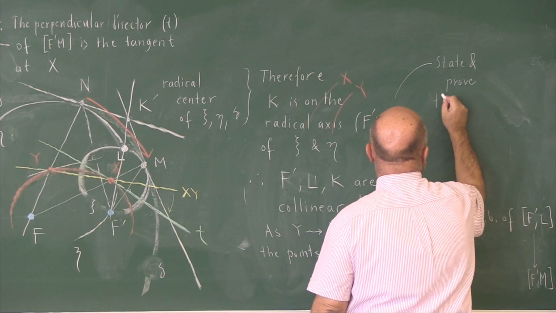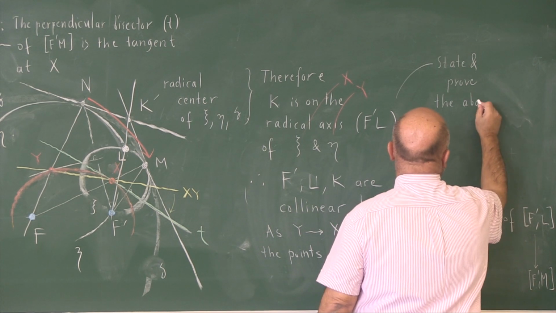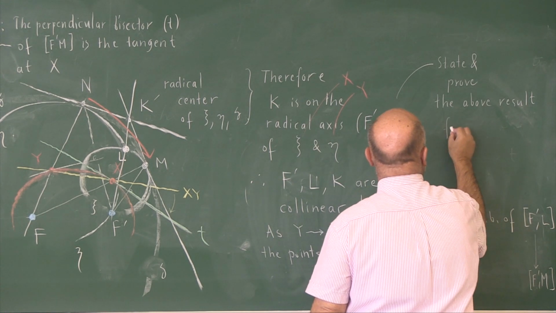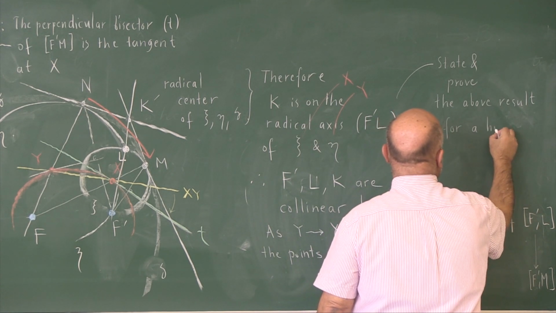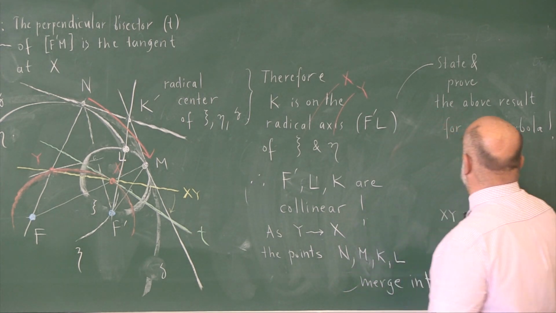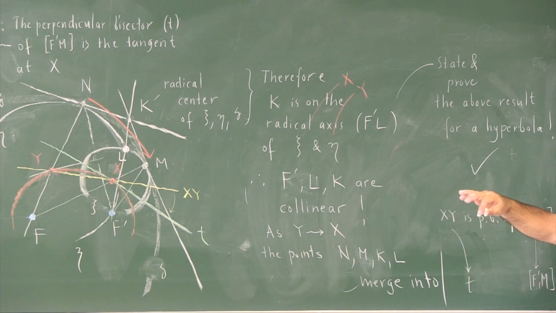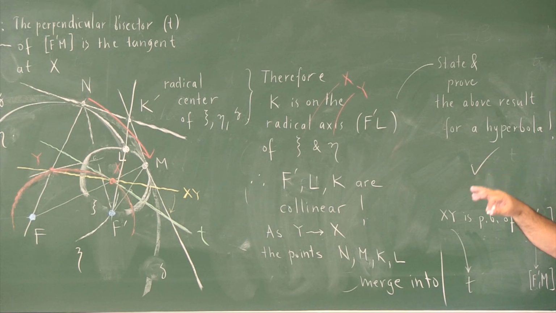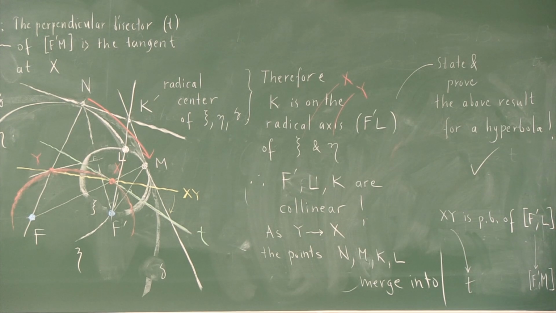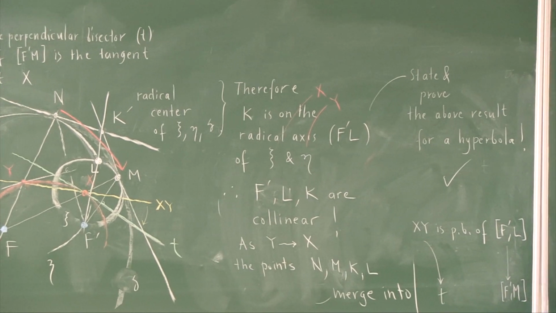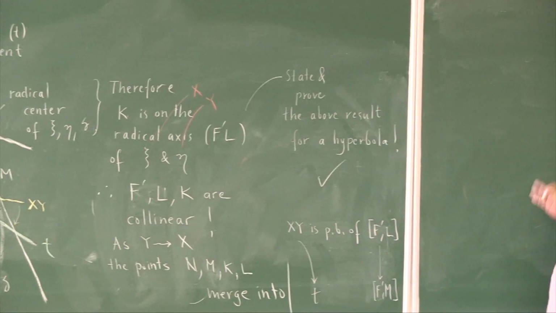The above result for a hyperbola. This will be, in fact, much more instructive than going through my arguments. Of course, I think you should have a very clear idea of what's going on in the ellipse case. To solve the hyperbola case, there's no problem. The parabola situation requires a little bit more attention.